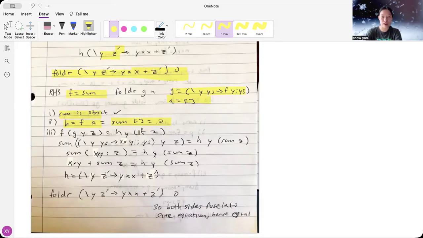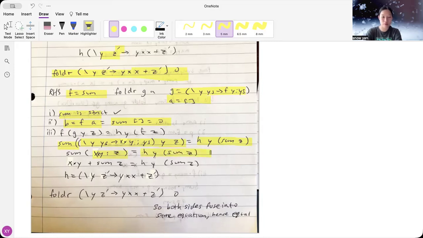Then f g y z is equal to h y f z. So then we plug in f as sum and g is this thing, and y z is equal to h y sum z. Because we already have the two parameters y, z, we just put it back inside here, and it would just be x y cons z, x times y cons z.